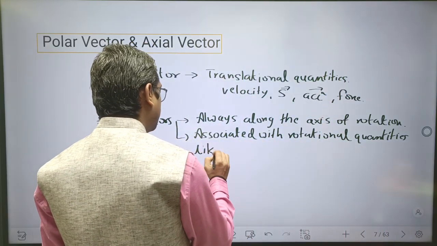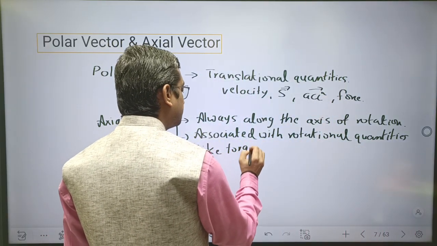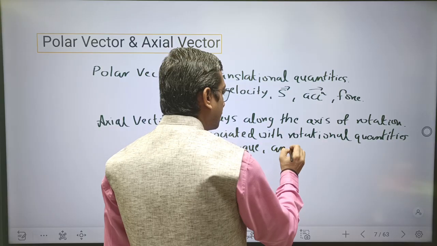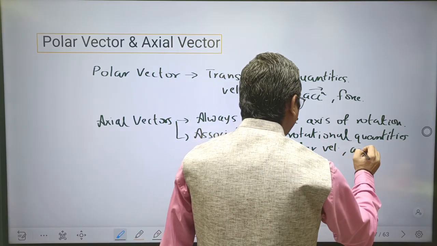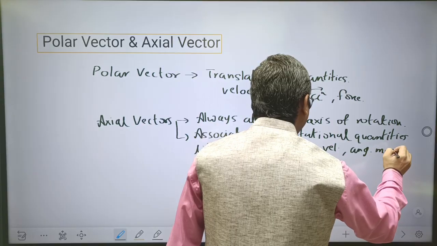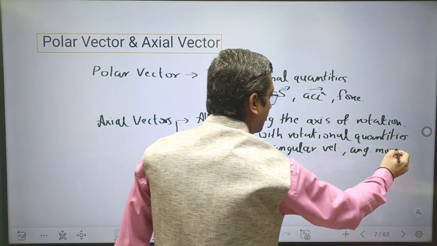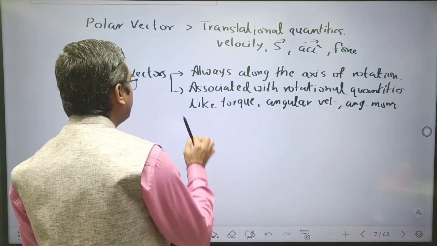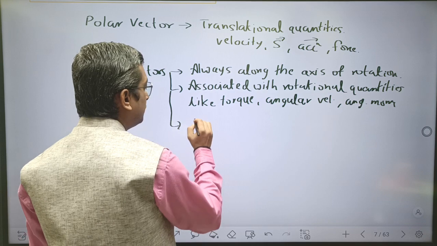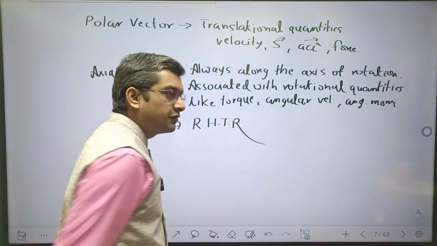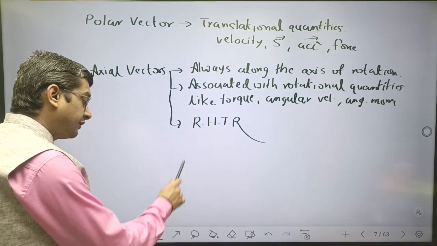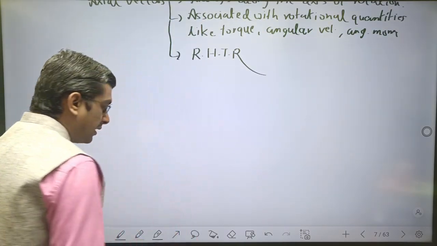So these are like torque, angular velocity, angular momentum, etc. Now, how can you find its direction? Simply by using the right hand thumb rule. So let us have an example of how you can find the direction.